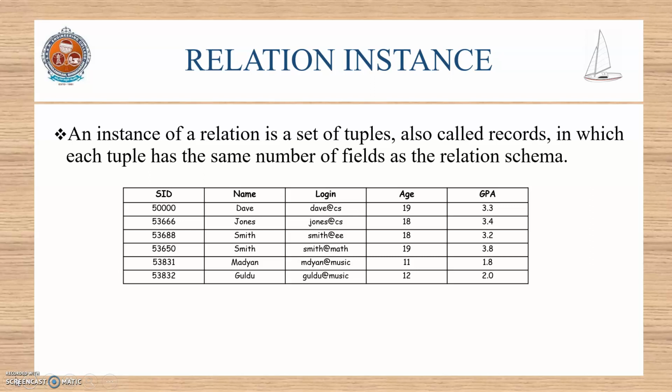The cardinality of a relation instance is the number of tuples in it. The cardinality of students relation instance is 6. All relational instances in the database are called database instance.